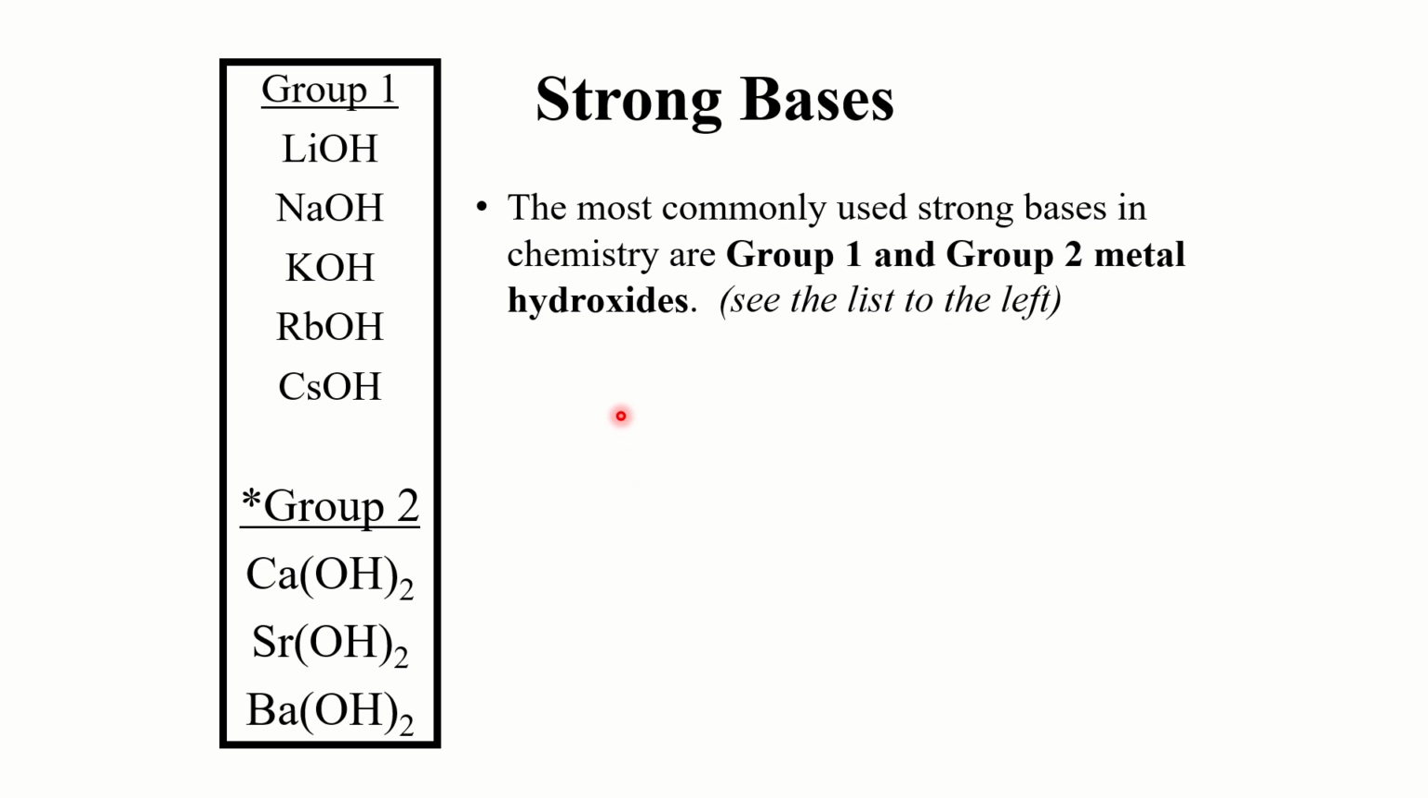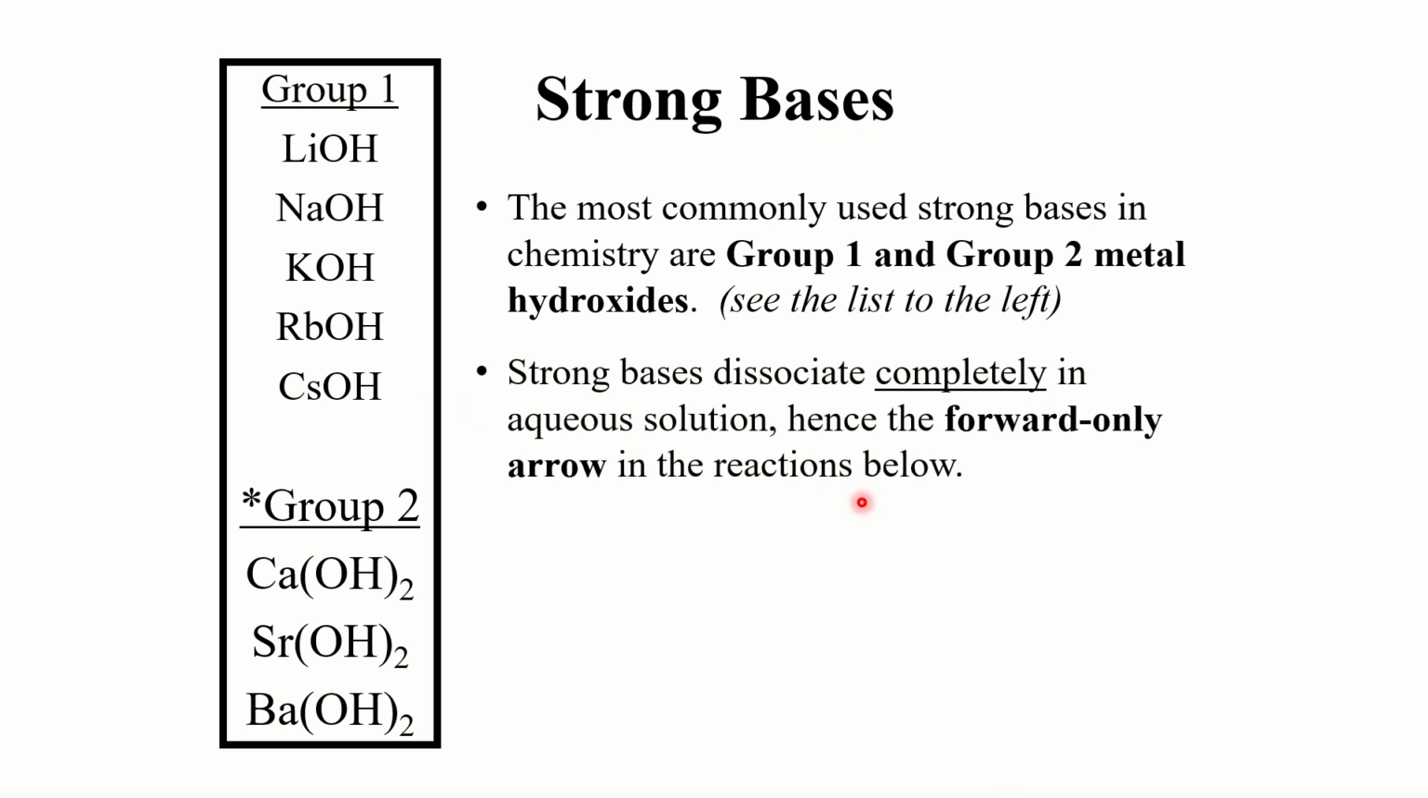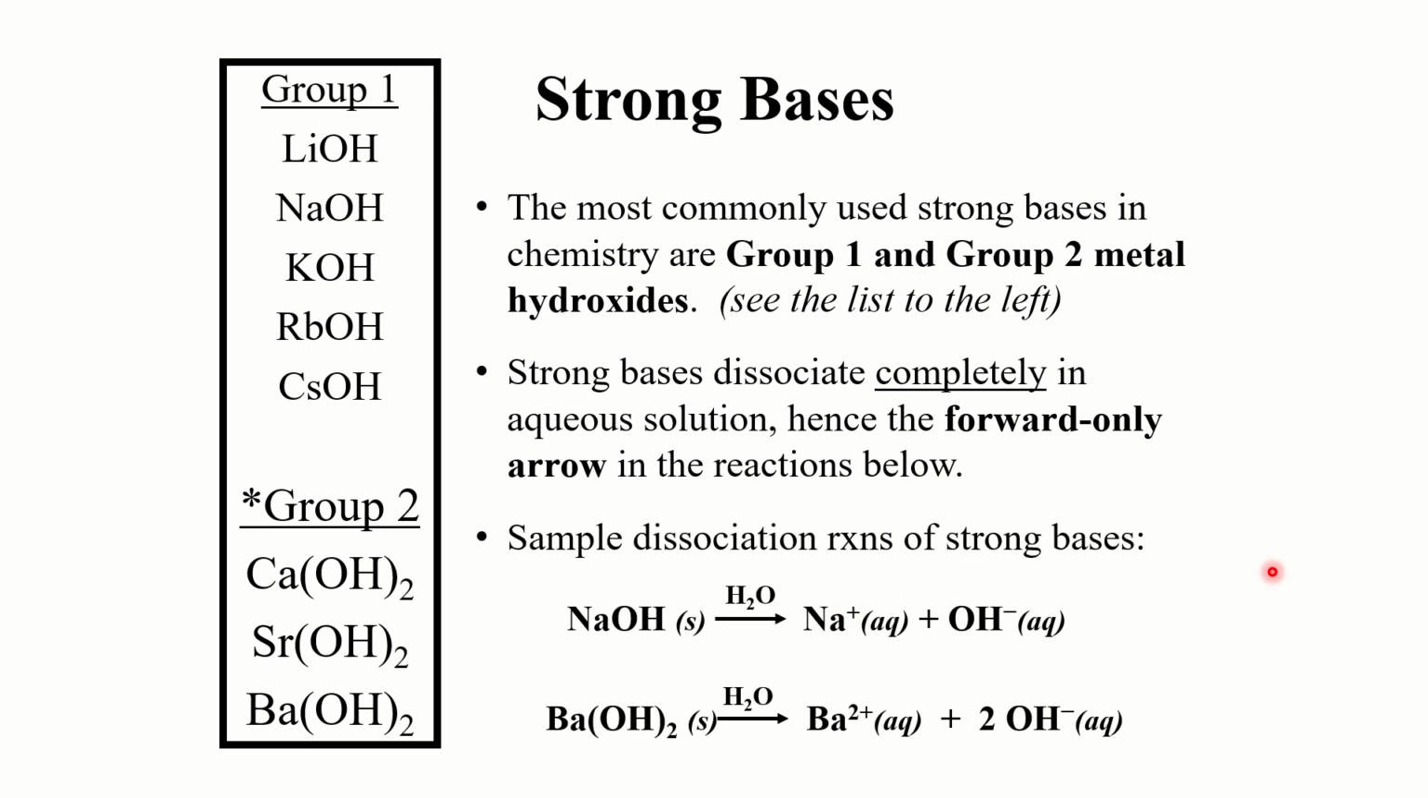If you've got a periodic table in front of you, you can see where these are on the periodic table. It kind of looks like a Tetris block if you trace out these 8 elements on the left side of the table there. But these are the 8 strong bases I expect you to know. Anything not listed here can be considered to be a weak base. So strong bases, like strong acids, dissociate completely in aqueous solutions, and we use forward-only arrows in their reactions. So here are a couple sample dissociation reactions of strong bases.